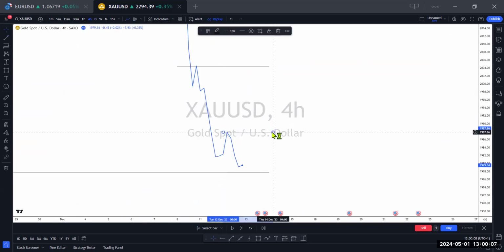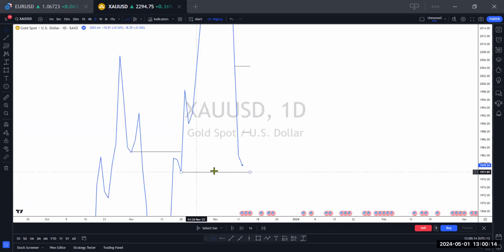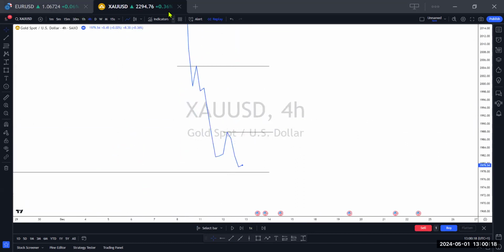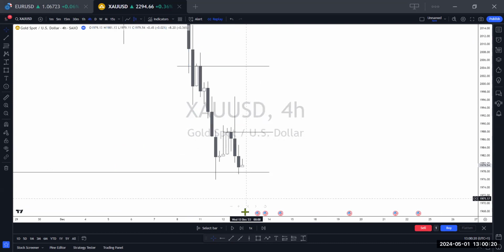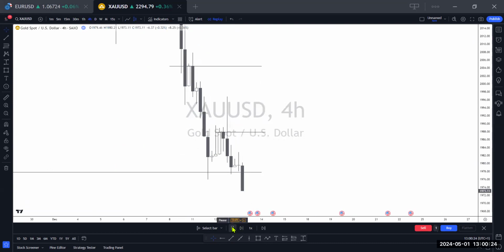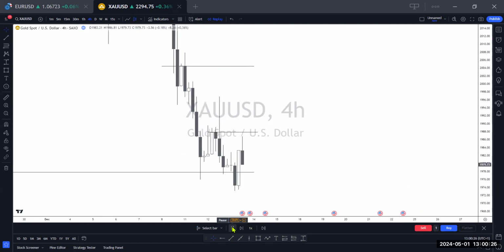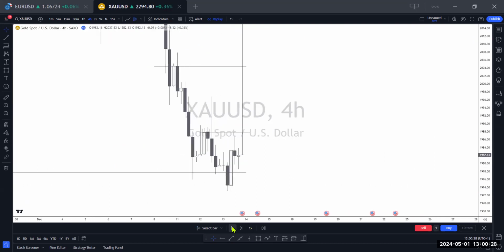So you're expecting price to break this for us to know that price is going to continue bullish, right? Because this is a daily SNR level. We go to H4 and we wait for breakouts. Okay, so let's wait for breakout.